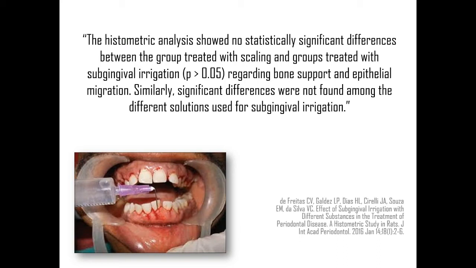The results were that there was no statistical difference between the groups treated with scaling and root planing and the groups treated with subgingival irrigation regarding the amount of bone support or the epithelial migration. Also, there were no significant differences among the different irrigation solutions. So there was no histologic difference between 0.9% saline, the 0.1 or 0.5% sodium hypochlorite, or the 0.2% chlorhexidine. The conclusion of this study, published in January 2016, is that from a histometric standpoint, subgingival irrigation with sodium hypochlorite is safe and effective.